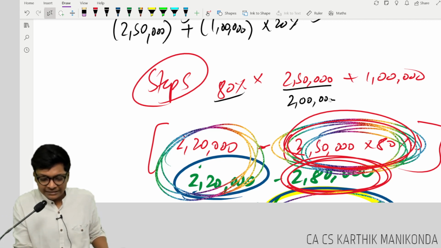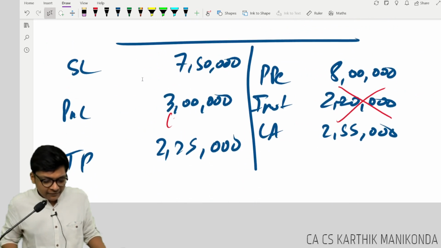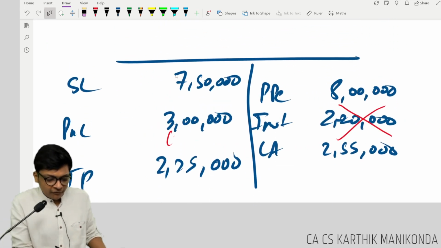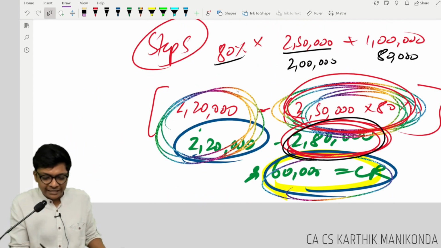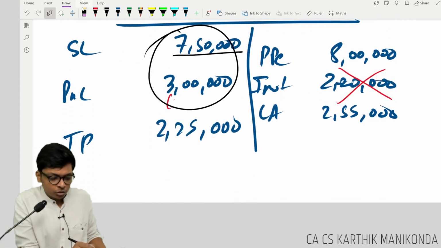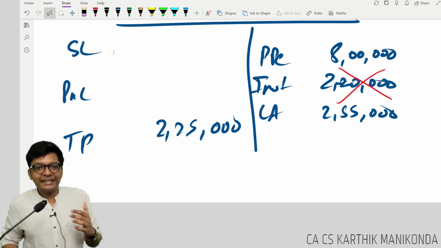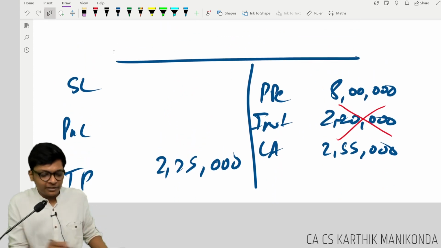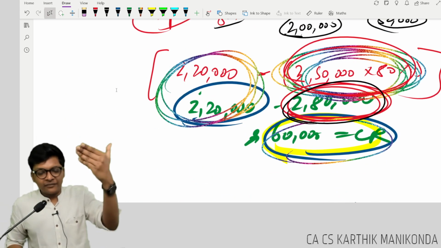2 lakhs, and this is 80. That's how I got 2,80,000. So cumulatively, I will reduce from both of this, from 7,50,000 I have to reduce what, guys? 2 lakhs, and from this I have to reduce 80, correct? So instead of doing all of this, which gets confusing here, sir, where to reduce, that's why I did working note above.